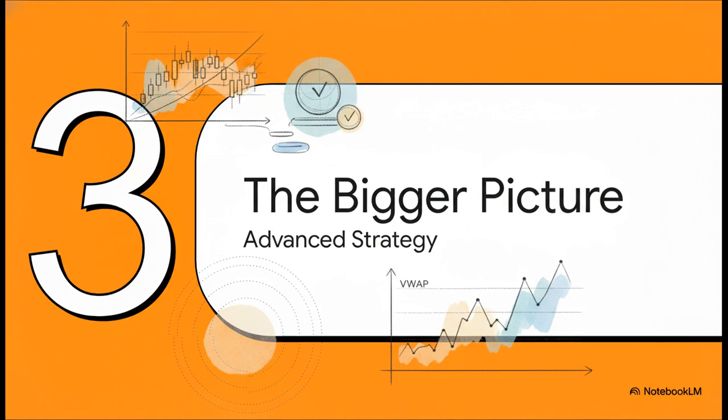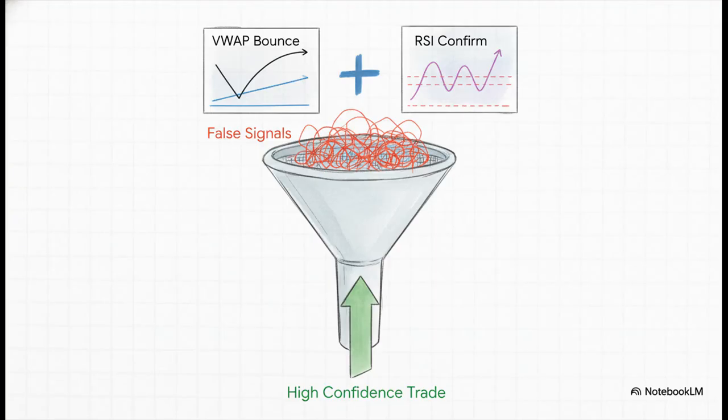But let's be real, it's not always that clean. So what do you do then? This is where we need to zoom out and talk about building a more robust strategy to handle those messy, imperfect setups. Look, VWAP is incredibly powerful, but it is not a crystal ball. That's why the sharpest traders always look for confirmation.